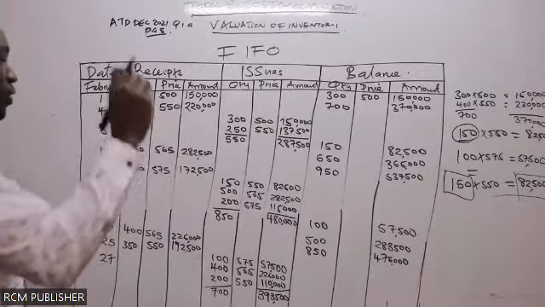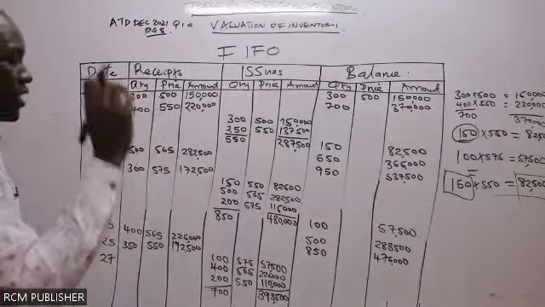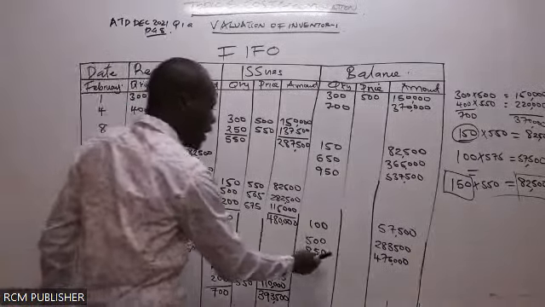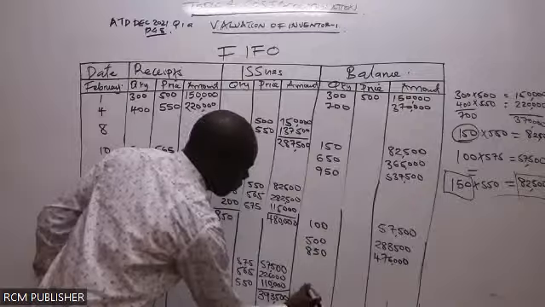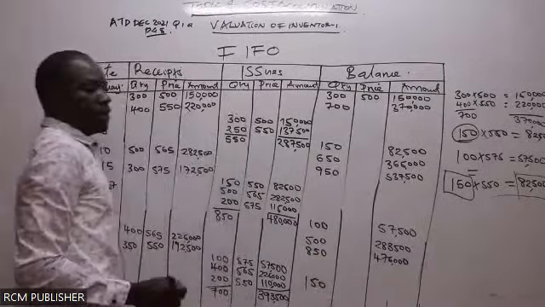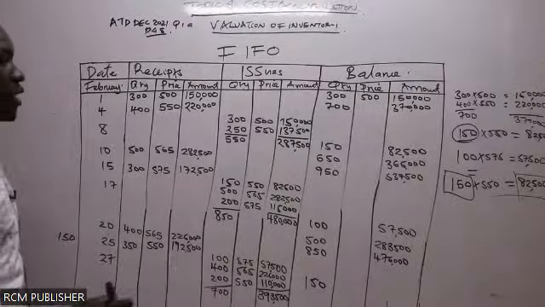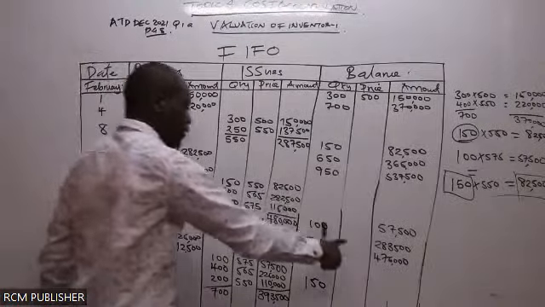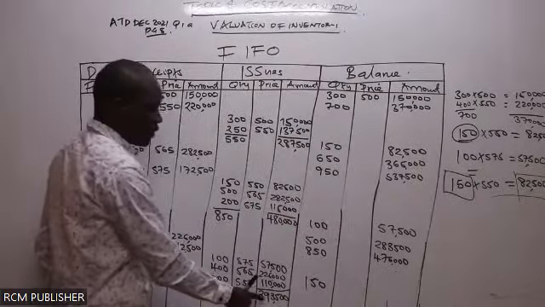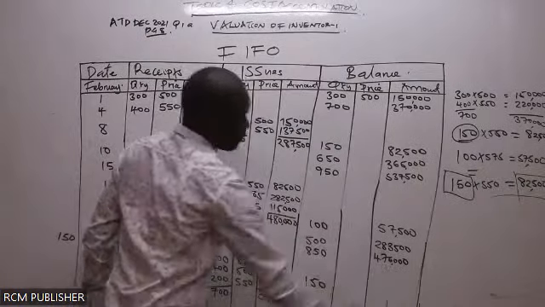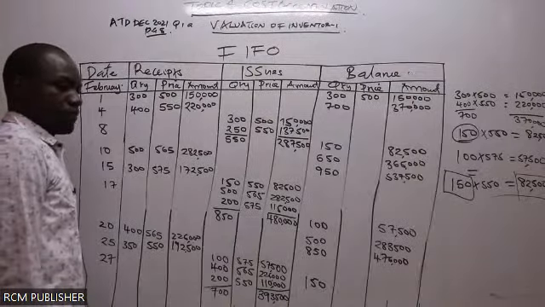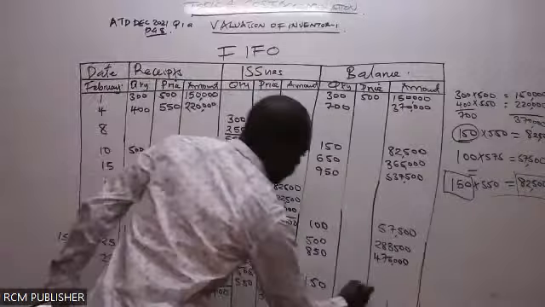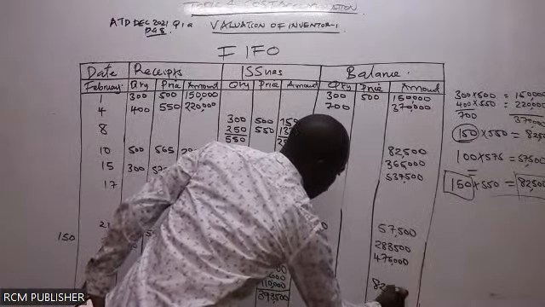That is what we are taking away, that is what we are issuing. Now, tell me, we add 850, we are taking away 700. The balance is 150. Let me indicate it there. In terms of value, we add 476,000, we are taking away 393,500. What is the balance? Yes, the balance is 82,500.